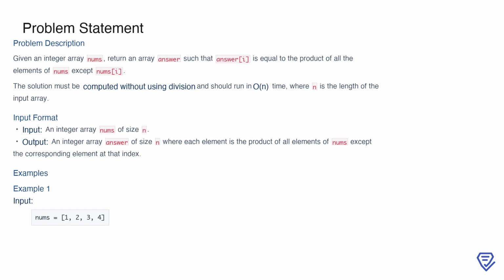The input is a single integer array nums of size n, and the output is another integer array answer, also of size n, where each element satisfies the described condition. To make this clearer, let's walk through some examples to understand what the output looks like for specific inputs.